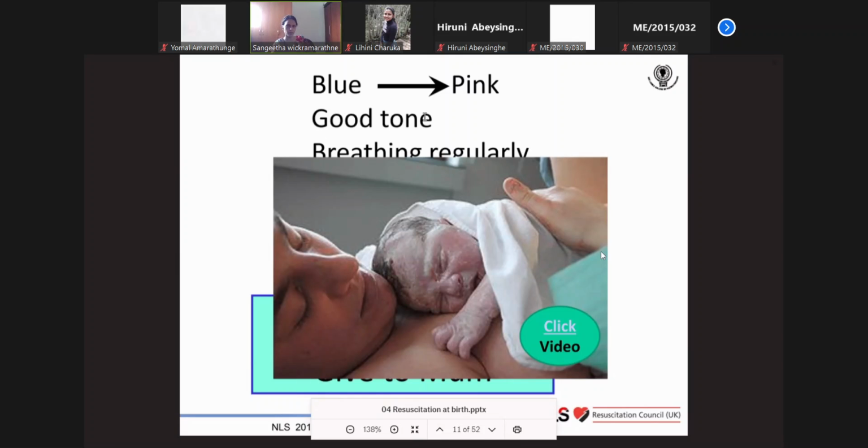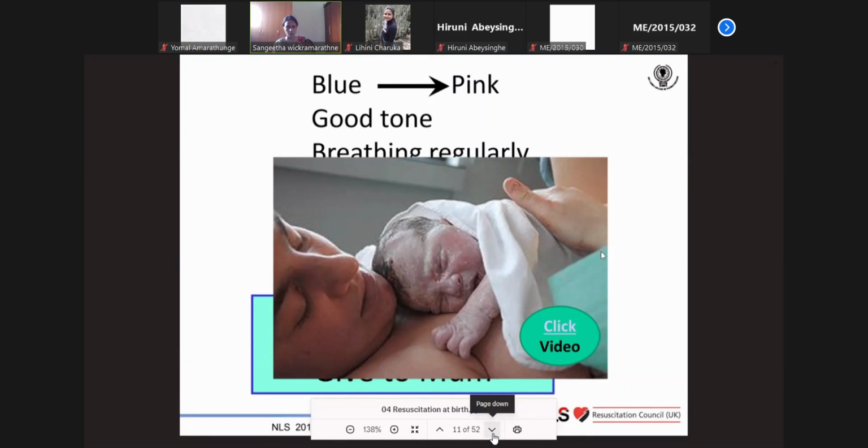So this kind of baby, good tone, breathing regularly, heart rate definitely more than 100, and this blue color gradually turning into pink when the baby breathes. So this kind of baby, you just deliver onto the mother's chest, right? Immediate skin to skin care, you call it, because the temperature also will be preserved when the baby is on the mother's chest in between the breasts, right? And then you initially dry with another towel and discard it and cover with another towel and a cap. So this kind of baby, this is the best way to keep, right? Immediate skin to skin care.